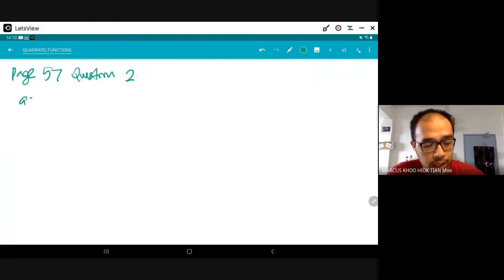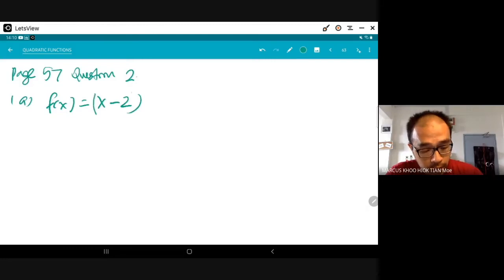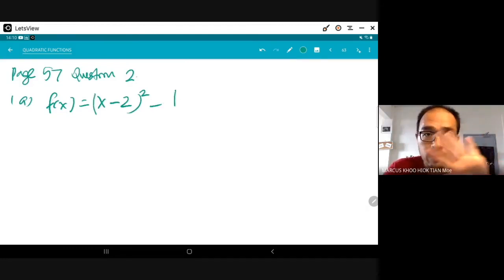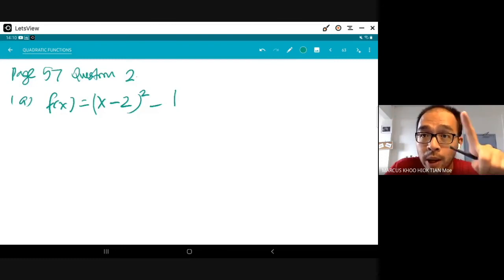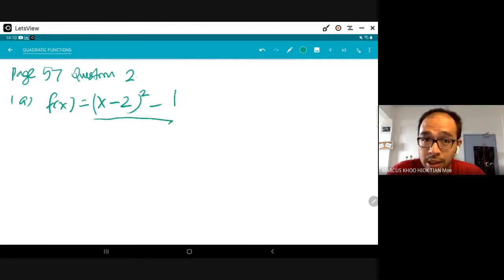Question A, f(x) equals (x minus 2) squared minus 1. First of all, we stop for a while and go back to talk about this graph. You can tell me 2 pieces of information from this vertex form. Number 1, is it the minimum or maximum graph? Number 2, what is the vertex? From this equation, this is a minimum graph, sebab nombornya adalah nombor positif di depan. Tiada negatif di depan. So it's positive. Positive means it is a minimum graph.